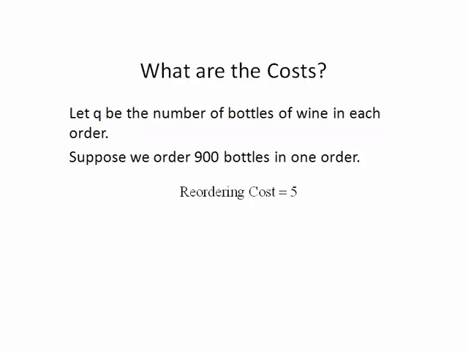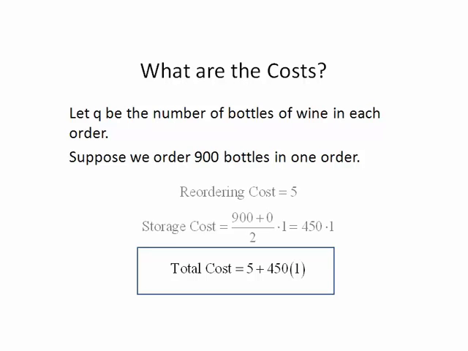The reordering cost would be $5, and the storage cost would be the average inventory of 450 bottles times the cost to store for 1 year. This leads to an actual cost of 5 plus 450, or $455.